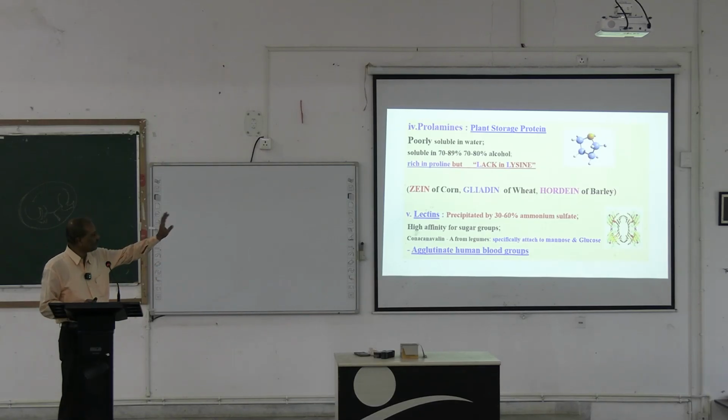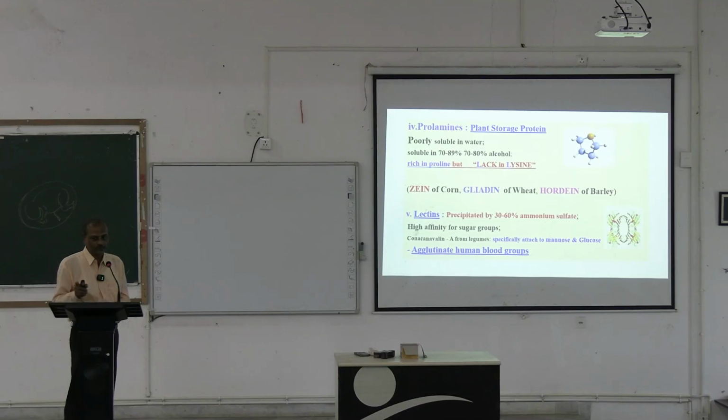Only thing is that all these things are written in the book. Some points I am telling you so that you remember. Lectins. Lectins are present both in animals and plants. One of the properties is that they agglutinate human blood group antigens. You just note down this part.